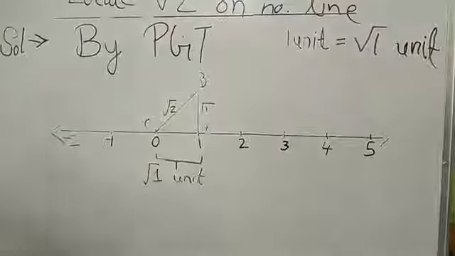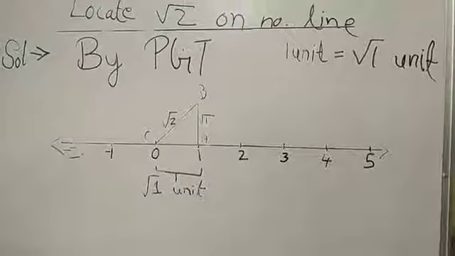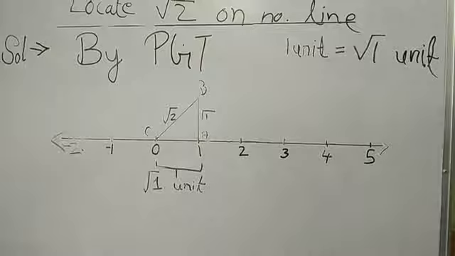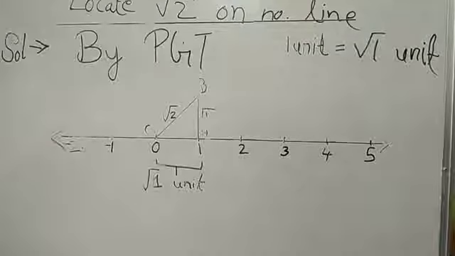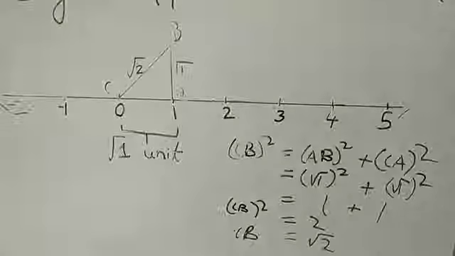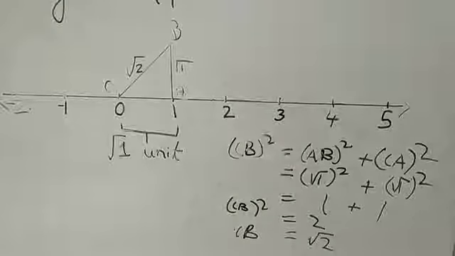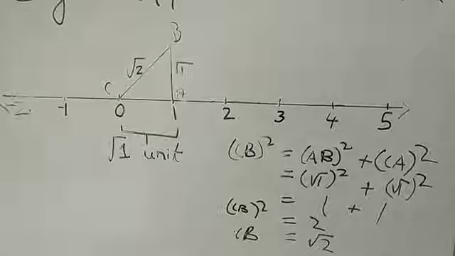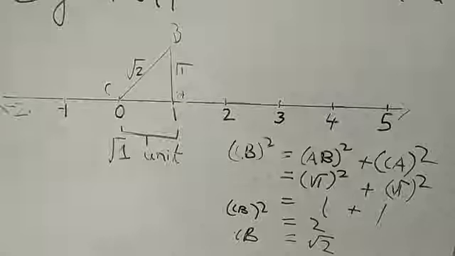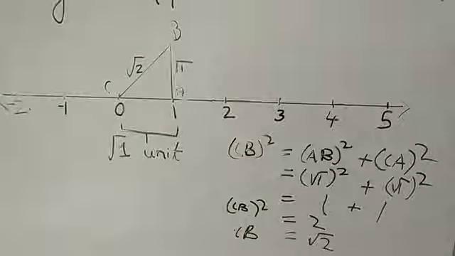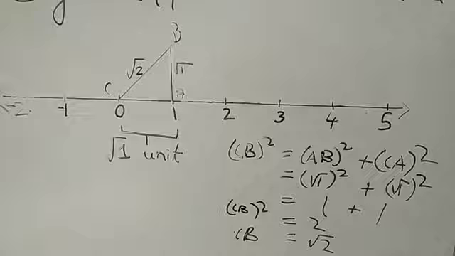Now you might ask, how is that root 2? By the Pythagoras theorem, CB squared is equal to CA squared plus AB squared. Let's take a look at it. We are taking AB as root 1 and CA as root 1. So CB squared is equal to root 1 squared plus root 1 squared, and root 1 the whole squared equals 1. So CB squared is equal to 1 plus 1, which is equal to 2. Therefore CB will be root 2. And that's how we get the length of root 2.